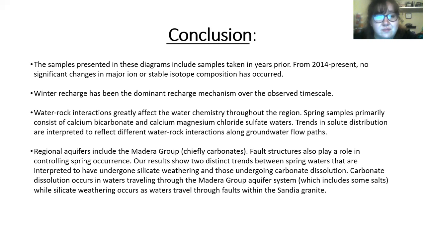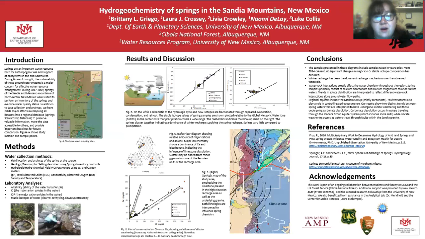The fault structures played a major role in controlling the spring occurrence. We found that a lot of our springs fell within a fault line. If you go back to my poster here, we see a geologic map that shows both the limestone and granite side, and also the black lines indicate fault lines. And as you can see, a lot of the samples that we had taken near the Sandia crest fell within a fault line system.